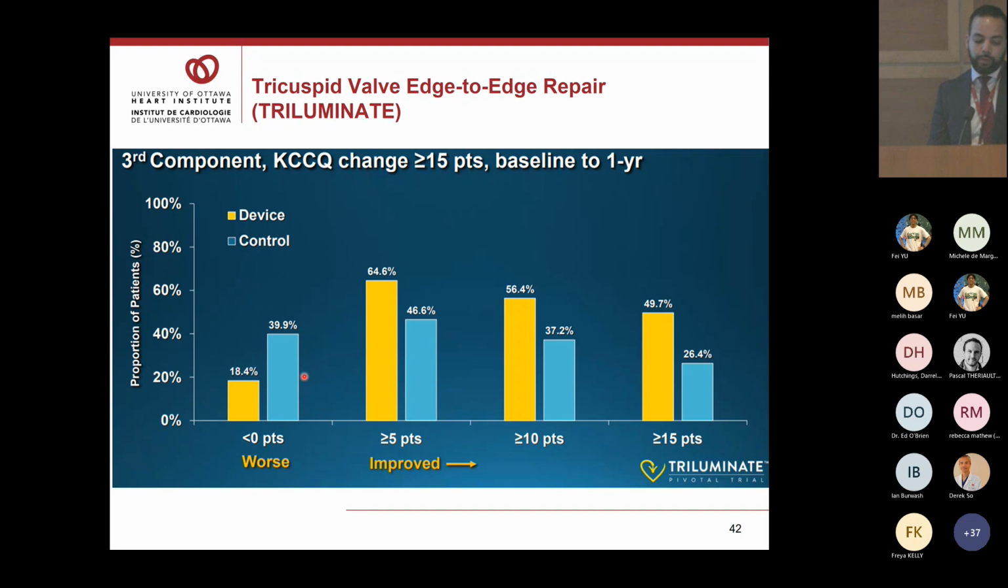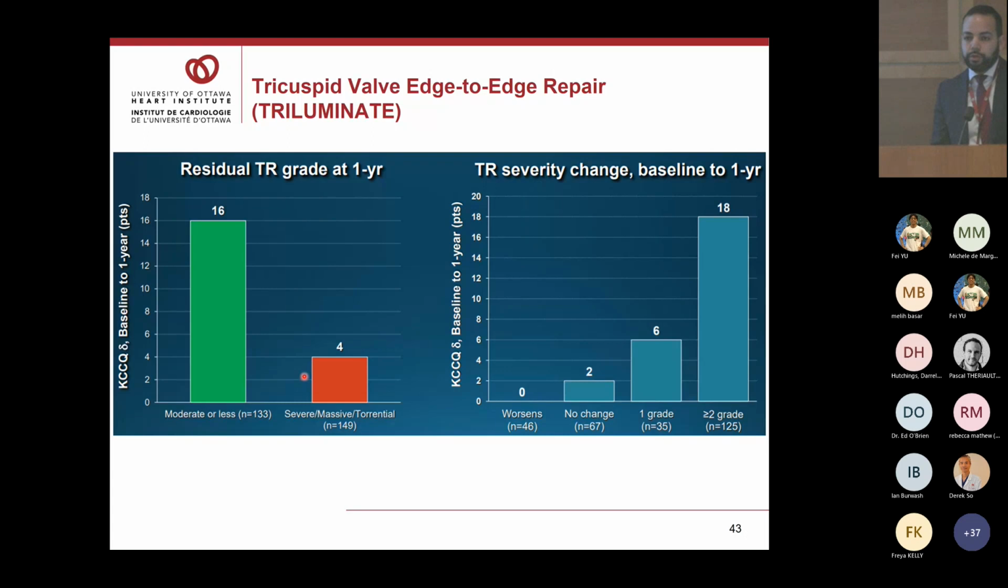And sort of unsurprisingly, the improvement in KCCQ score, the improvement in quality of life, was associated with how much TR reduction you got. So if you ended up with moderate or less TR, your KCCQ score went up by 16 points. And if you got more than a 2 grade reduction in tricuspid regurgitation, it went up by 18 points. And that's including patients that went from 6+ to 4+ TR. The amount of color that you end up with at your post-procedure echo is important in terms of clinical outcomes.